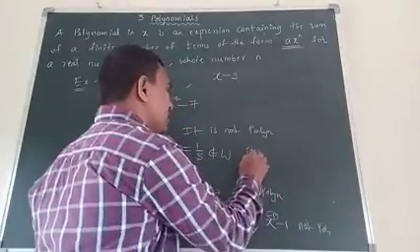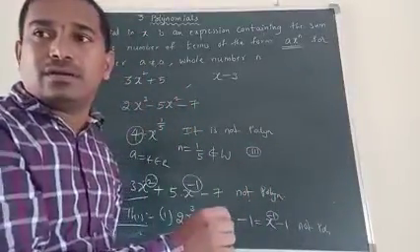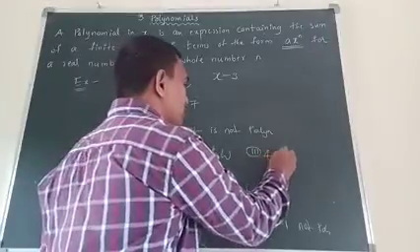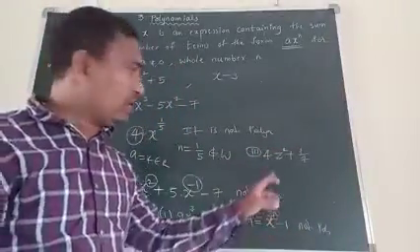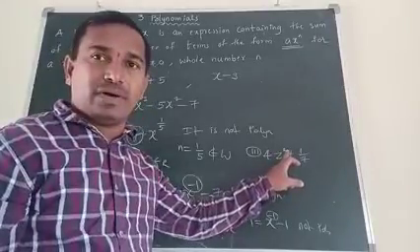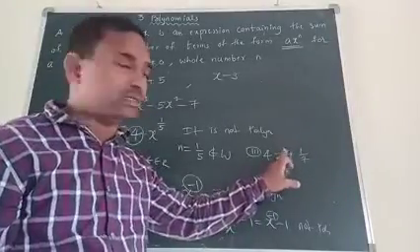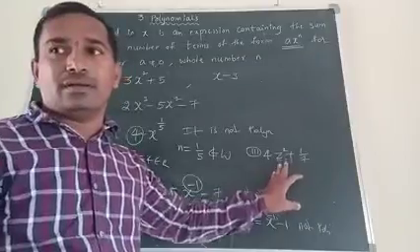Now, let us check the third one. What is the third one? 4z square plus 1 by z. So, what is the variable here? z. What is the z power? 2. That is a positive integer. So, it is a polynomial.